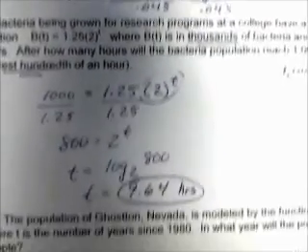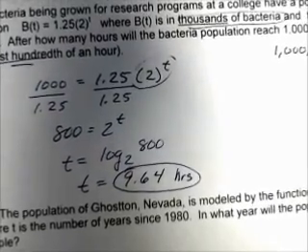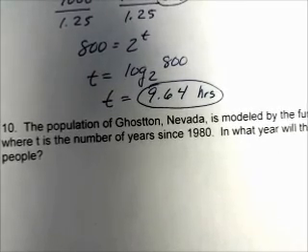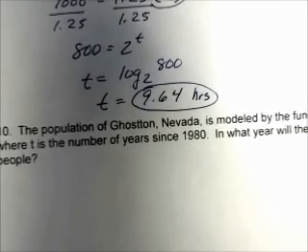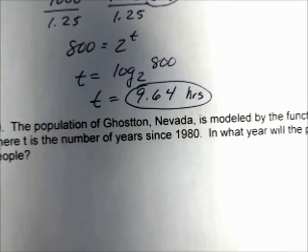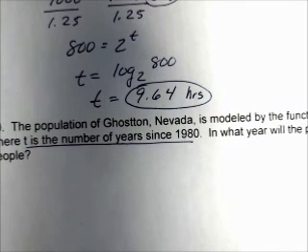Okay, and our last word problem. The population of Gaston, Nevada is modeled by the function g of t equals 1,824 times 0.896 to the t, where t is the number of years since 1980. In what year will the population be less than 50 people?